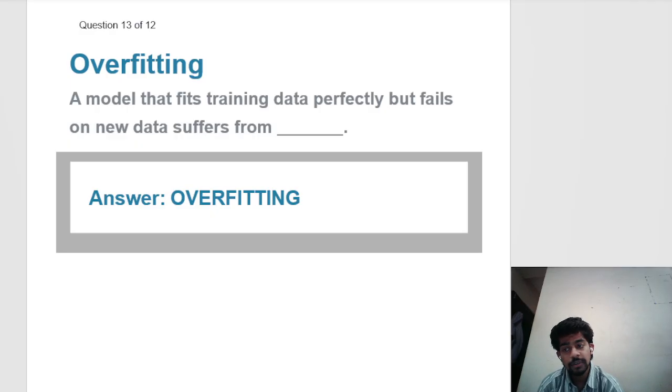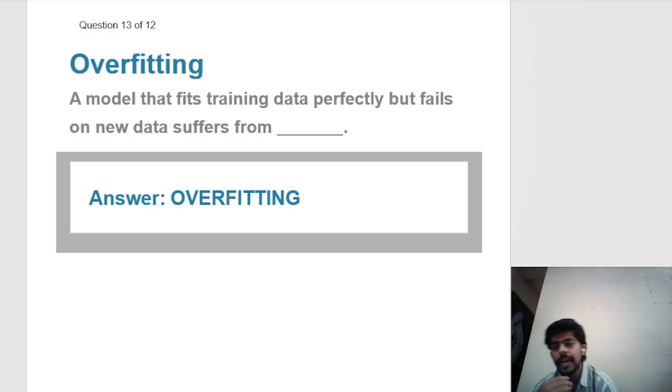Model is too complex for the data. If there's too much training time, if there's not enough data, or if there's no regularization. Signs of overfitting: very high accuracy on training data, much lower accuracy on test data, large gap between train and test performance. Let's see how to prevent it. Use simpler models. Use regularization like L1, L2. We also could use cross validation, more training data, and early stopping.